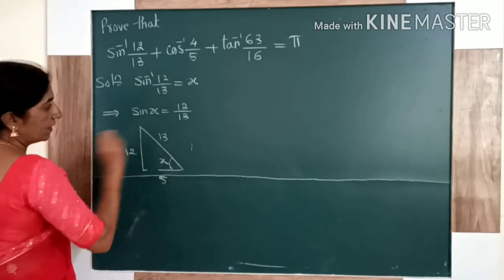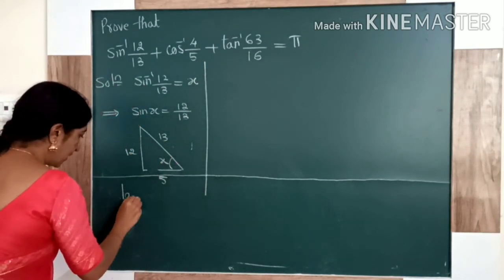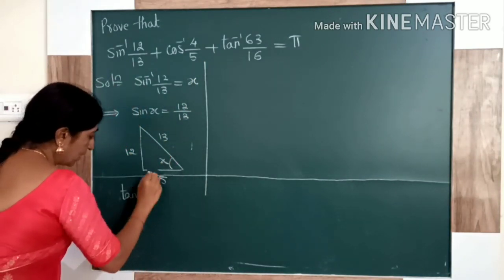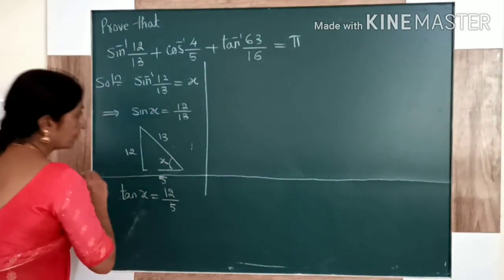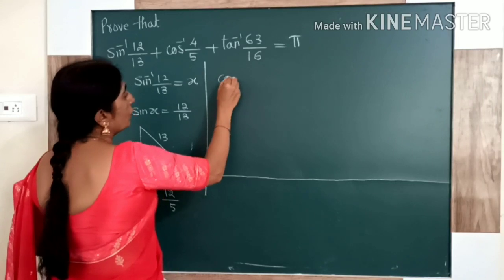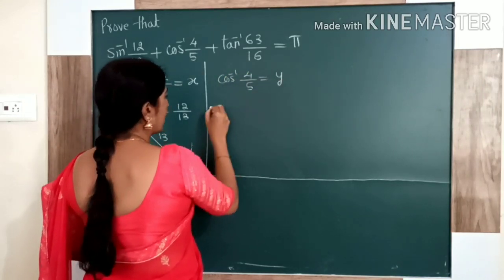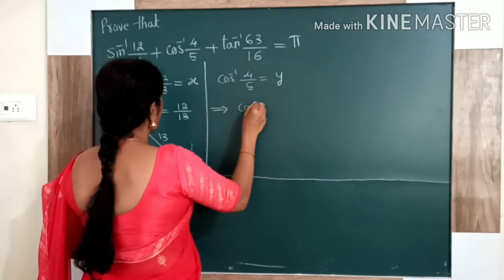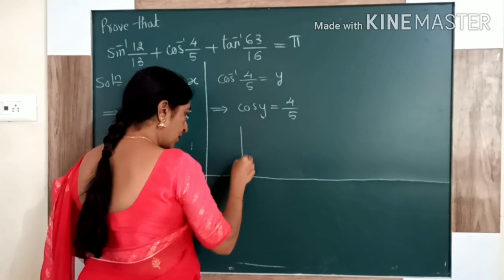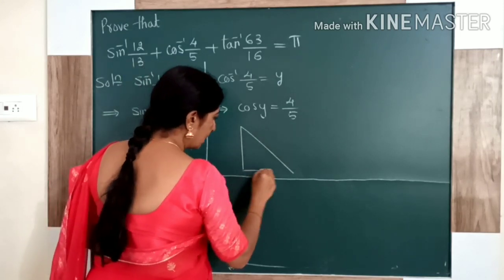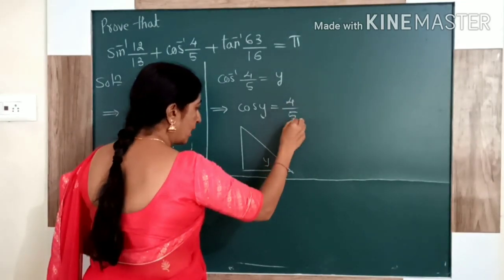And adjacent will be 5. Without calculations you can directly write it. With the help of this write down tan x. Tan is opposite upon adjacent. Then cos inverse 4 by 5 as y implies cos y is equal to 4 by 5. Again mark this in the right angle triangle. It is adjacent upon hypotenuse.